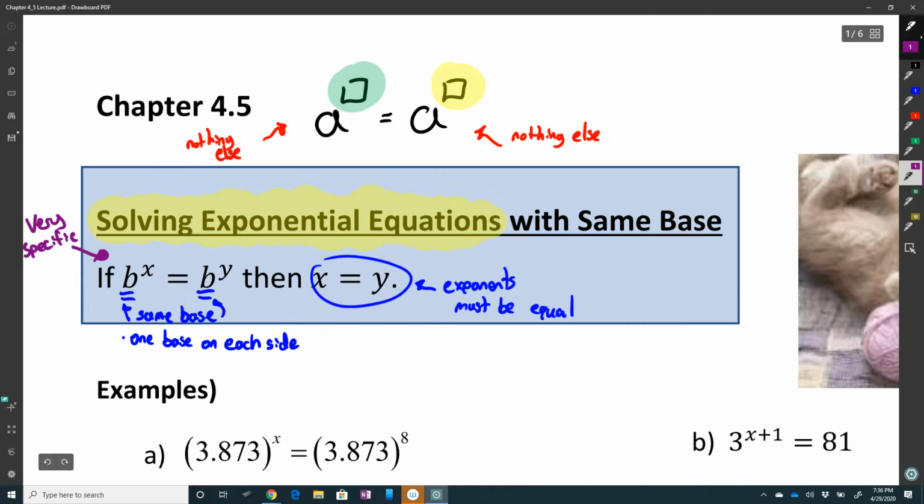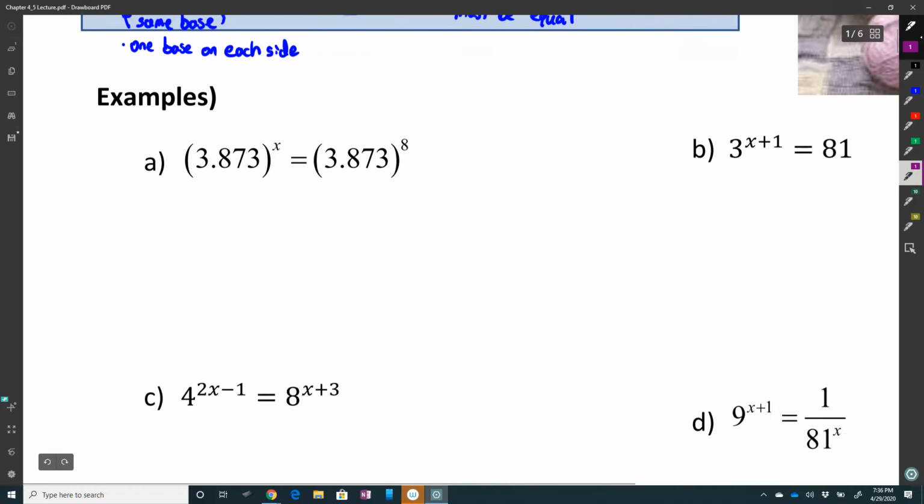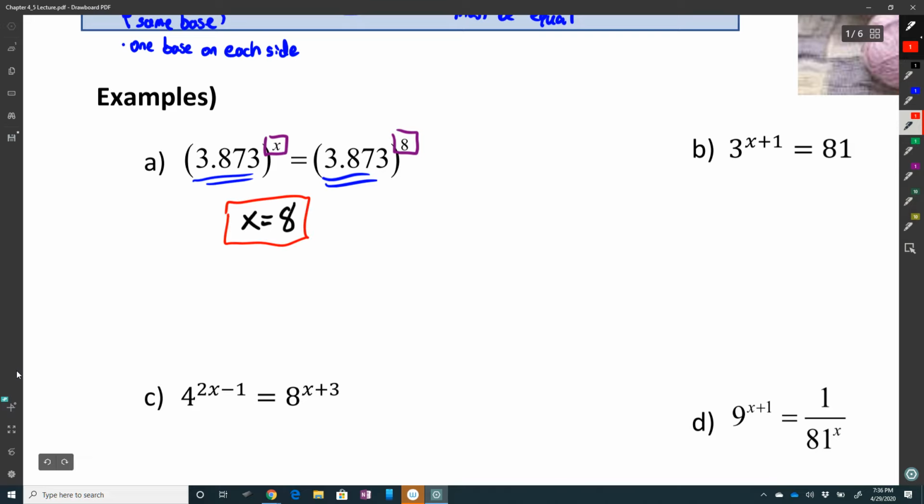So anyway, let's look at our first problem. So we're going to work our way through them. So A, notice that we have the same base. 3.873 is my base. 3.873 is the base. Now, in this equation, we have our two exponents. According to the theorem, x must equal a. And that's it. Isn't that the happiest problem ever? Okay. On the exam, they're not going to be that easy, but I just wanted to show you what we're talking about. Let's go to the next one.